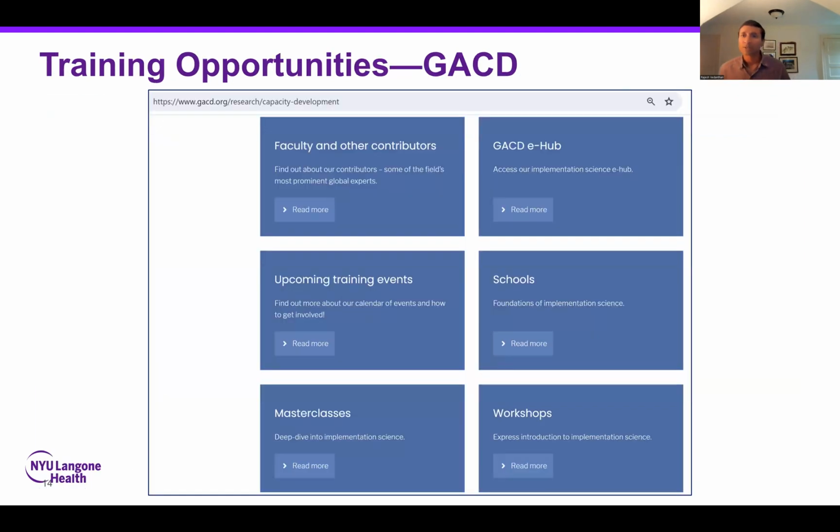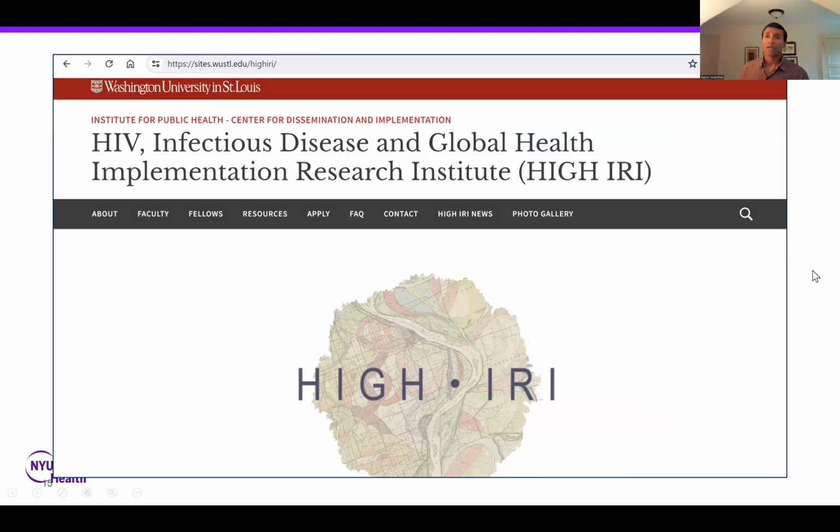I'm going to now transition a little bit to training opportunities that are available to the global implementation science community. And again, this extends beyond just the GACD. Here is a sampling of the different types of capacity building opportunities available through the GACD. Obviously, faculty members themselves who may be available for guidance or mentorship, different training events, master classes, the GACD eHub, which is a great electronic, online resource, various different schools and workshops as well, this one obviously being one of those.